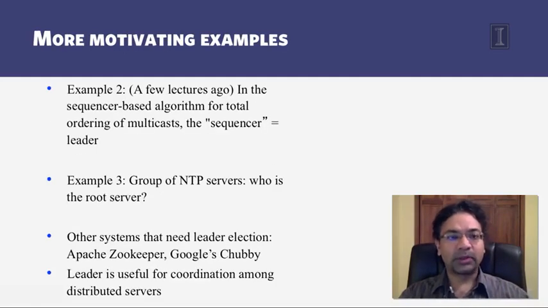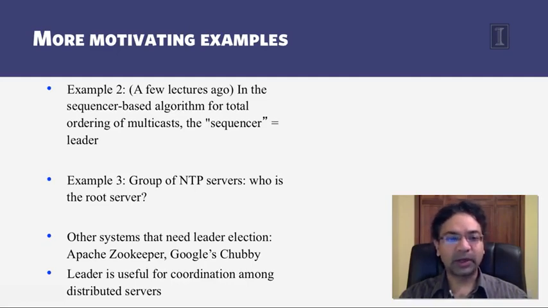Some more examples of situations which require a leader. We discussed the different types of multicast ordering, and one of the ways of implementing total ordering for multicasts was to use a sequencer process. This was a special elected process from among the group of processes itself, and there needed to be exactly one sequencer process. This sequencer is essentially the leader. If you have multiple sequencers, then total ordering may in fact be violated in the group.